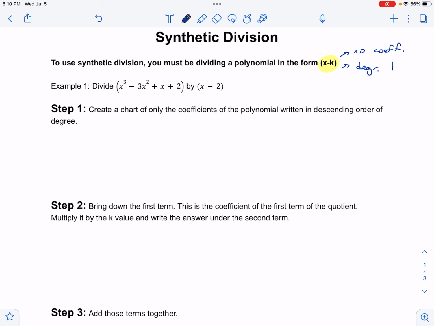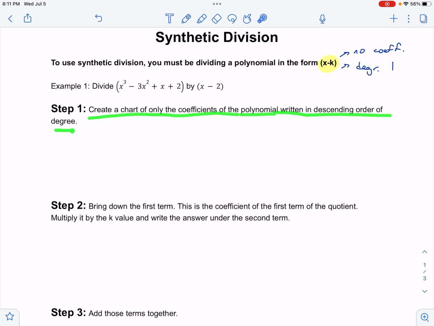So let's look at our first example here. I have divide x cubed minus 3x squared plus x plus 2 by x minus 2. I have confirmed x minus 2 matches this format, x minus k. What is k? That's going to be super important. So we're going to start by creating a chart. Create a chart of only the coefficients of the polynomial written in descending order of degree.